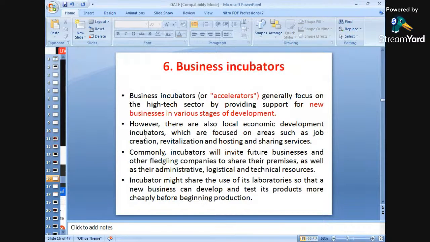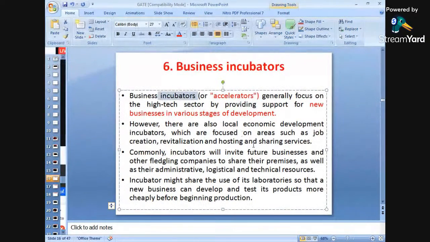What are business incubators? Business incubators, or accelerators. Actually, this word incubator is nothing but accelerator. They generally focus on the high-tech sectors by providing support to a new business in various stages of development. That means when we are starting a new business, these business incubators help.